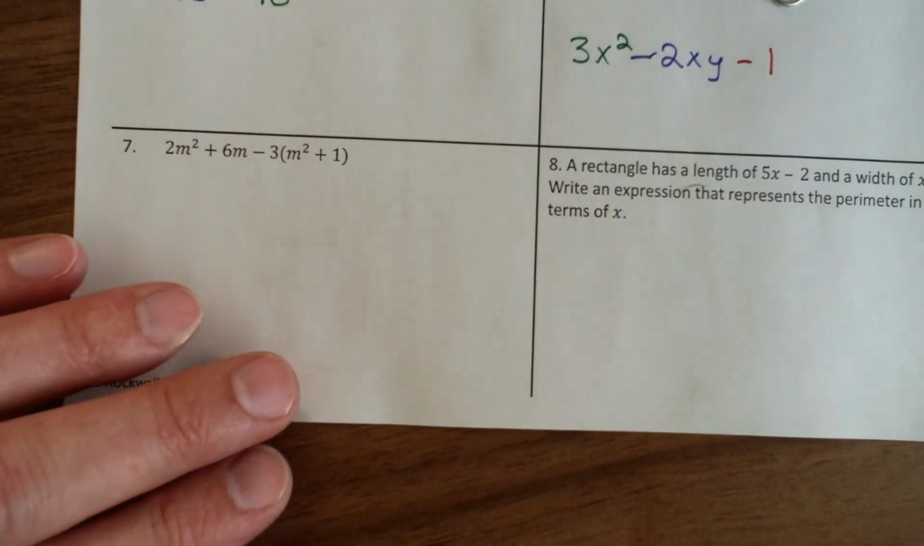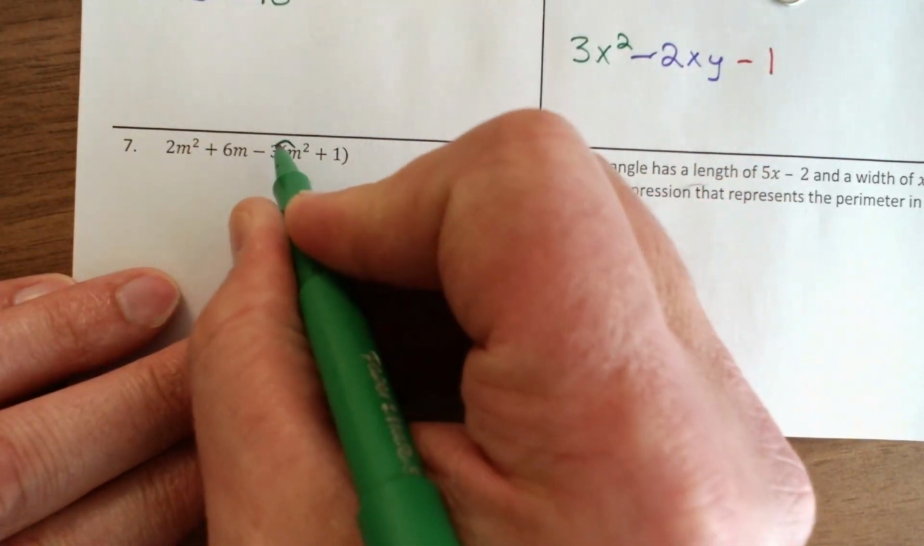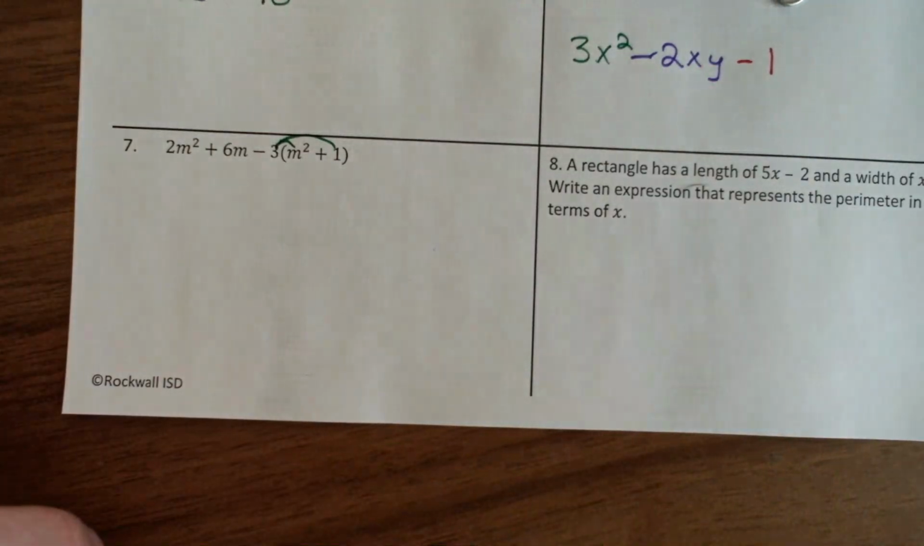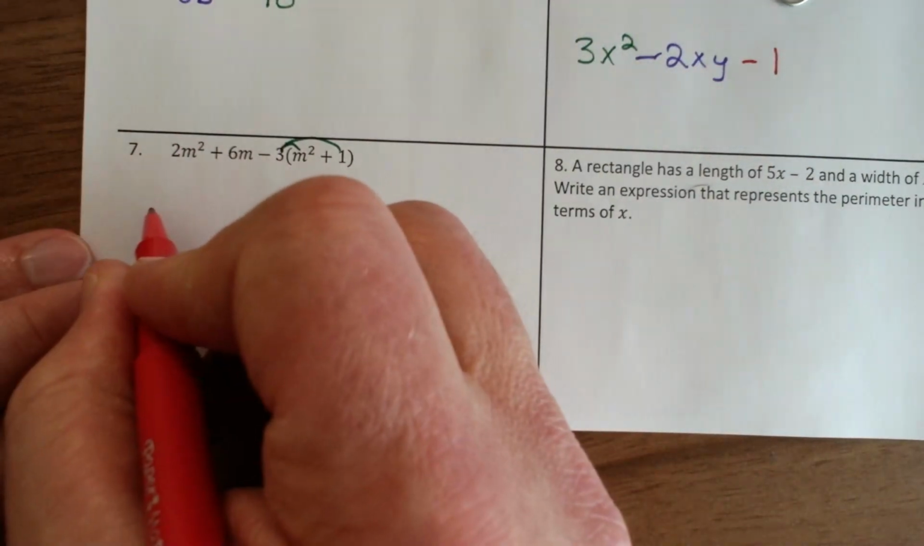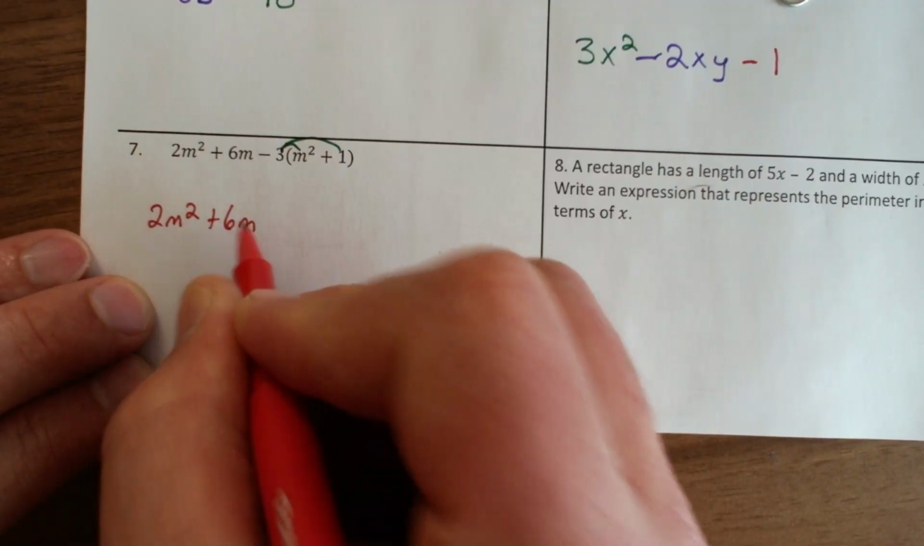In problem number 7, step 1, again, is to distribute. As soon as I see parentheses, I want to try and distribute to get rid of the parentheses here. Nothing happens with this 2m squared. Nothing happens with this positive 6m. I'm going to leave them.